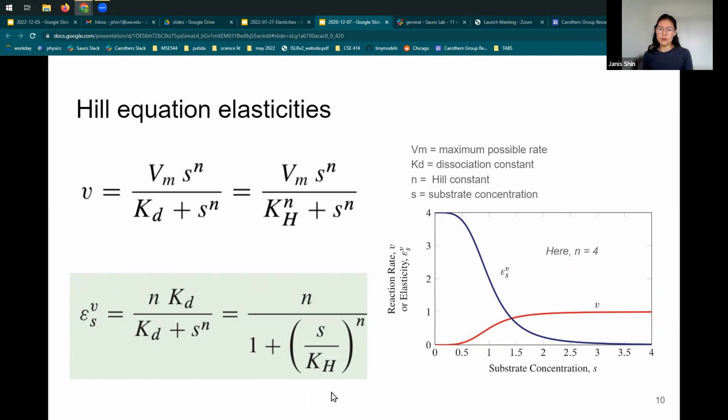Unlike the irreversible Briggs-Haldane estimations of enzyme rates, where the low concentrations had elasticity values of 1, the elasticity of the Hill equation enzymes is equal to the Hill coefficient at low substrate concentrations. So what you would see is that the enzymes that follow Hill equations have higher elasticity coefficients than those that follow Briggs-Haldane. Other forms of cooperative binding, like allosteric control, also demonstrate high elasticity values.